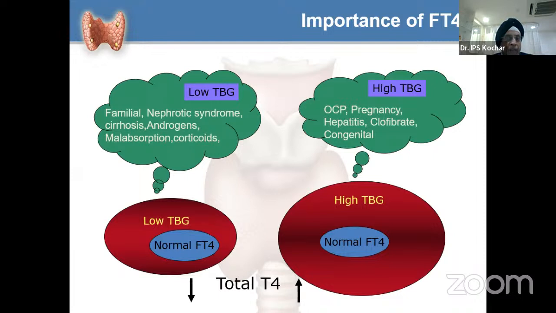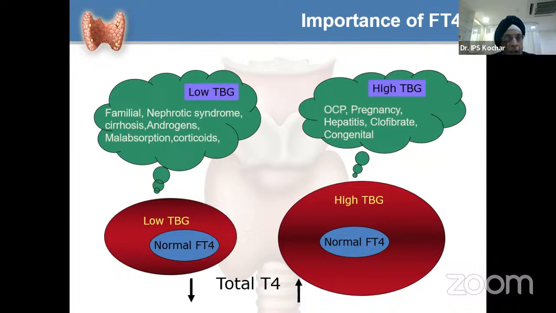Why it happens is that a patient can have low TBG, low thyroxine binding globulin, because a total T4 depends on the binding globulin. It may be familial, it may be nephrotic syndrome, it may be cirrhosis, maybe they're taking androgens, maybe there's malabsorption, maybe steroids. All will cause low TBG. So when low TBG is there, the total T4 will be less. But when you do FT4, it is normal. So now you understand why FT4 is better.